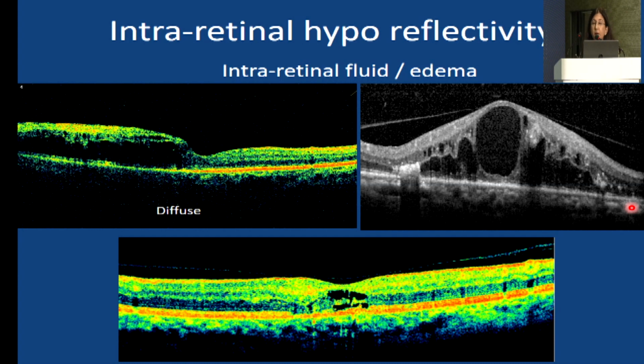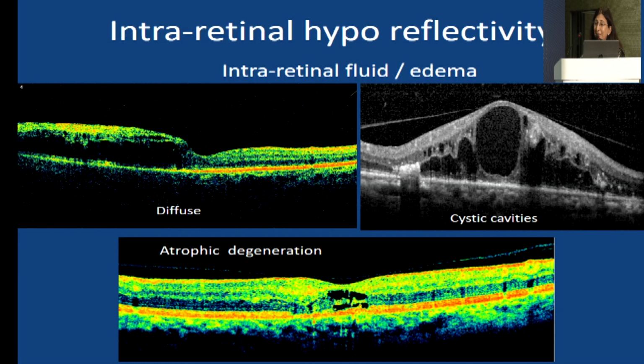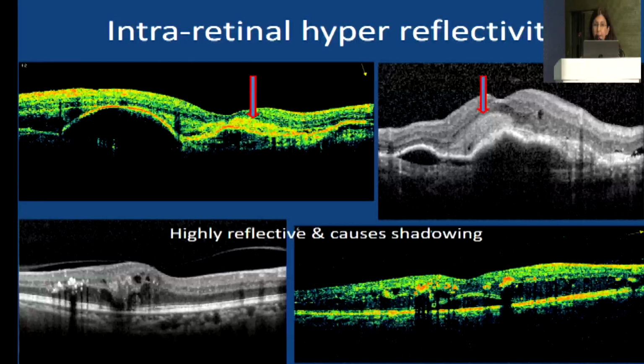But all black spaces won't be fluid. So if it is a diffuse pattern, then it is diffuse edema. Or you may get cystic spaces like this, so this is cystic edema. But like I said, all are not fluid. At times you may see hyporeflective spaces like this, but this is due to atrophy of the retinal cells. So how do you differentiate? You'll have to correlate clinically.